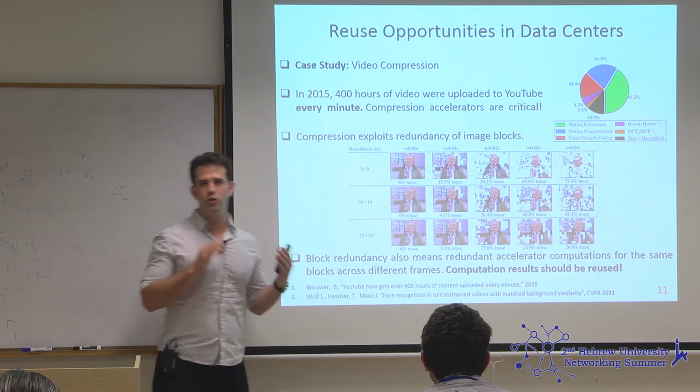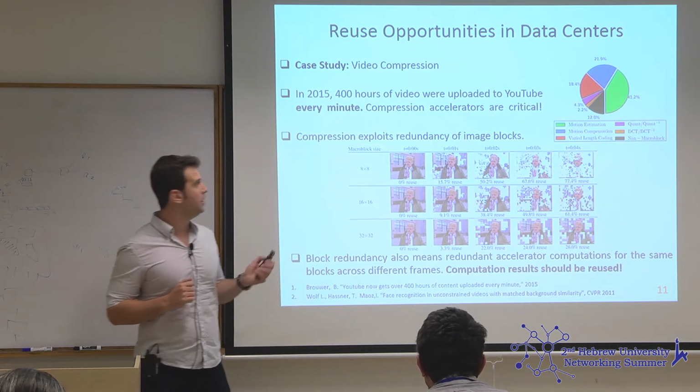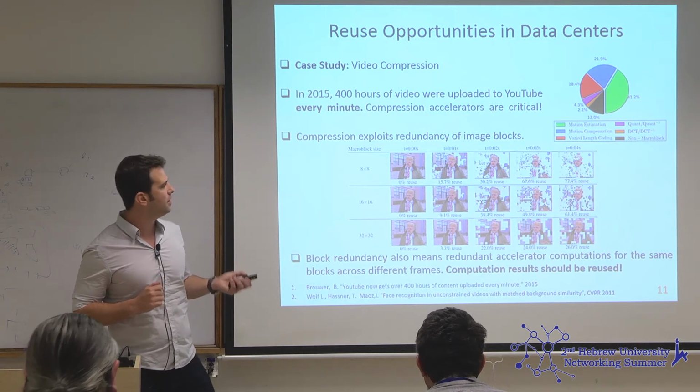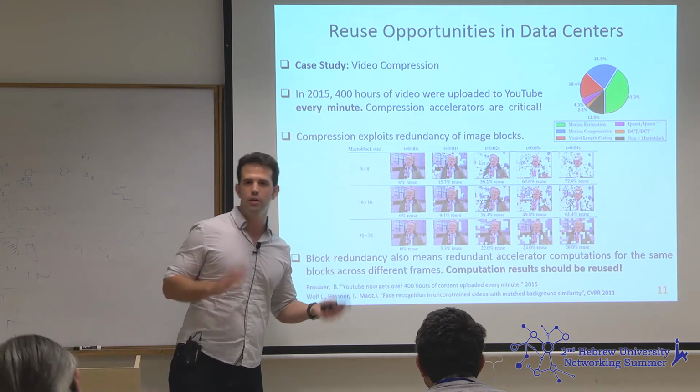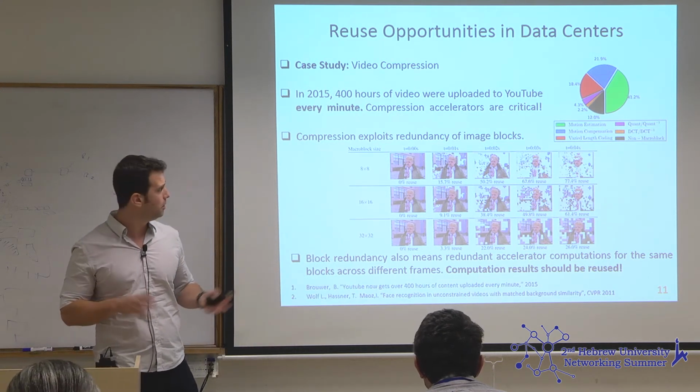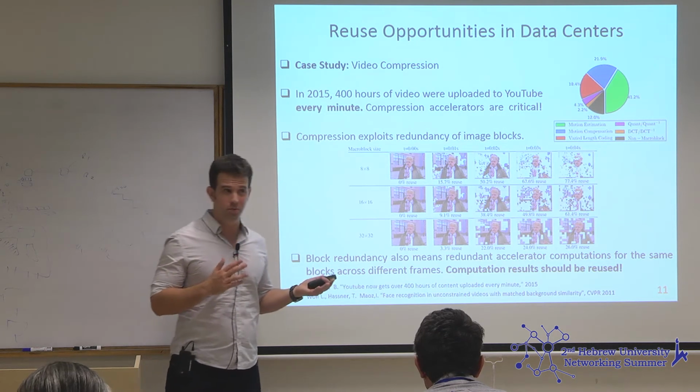So that's one source of redundancy that can be saved in data centers. Now, this next source is video compression. Video compression is pretty popular. Why? What is the motivation?